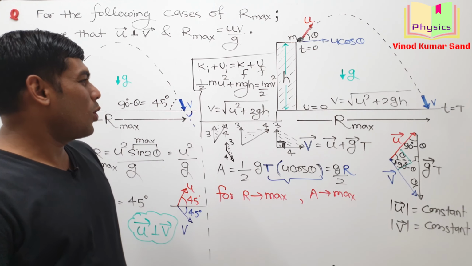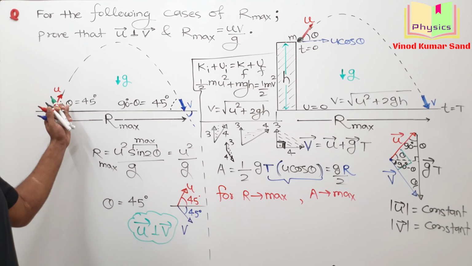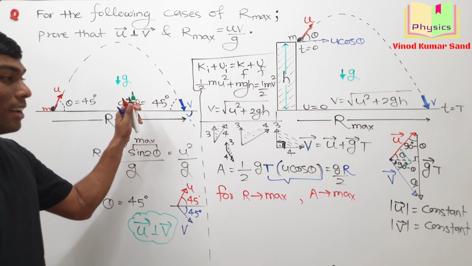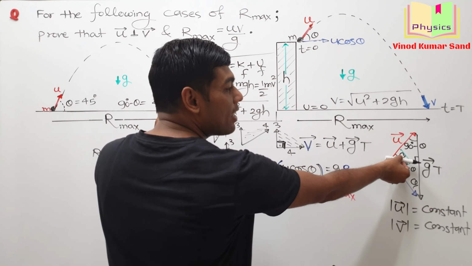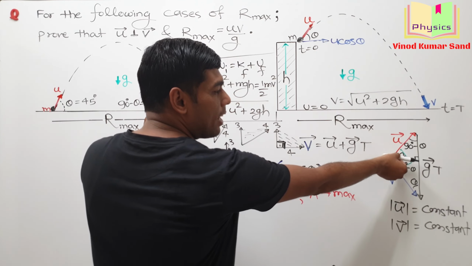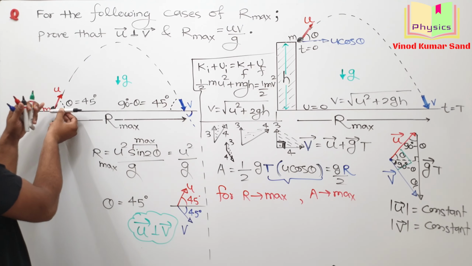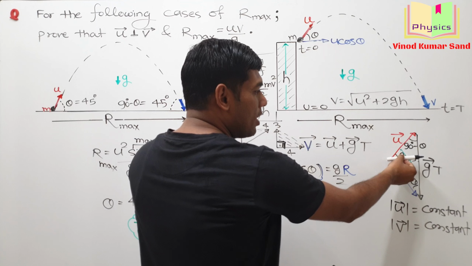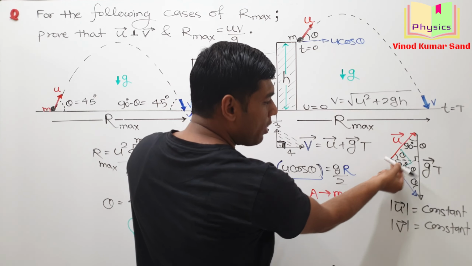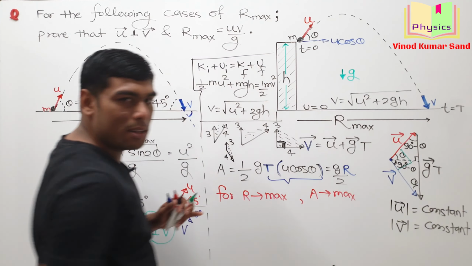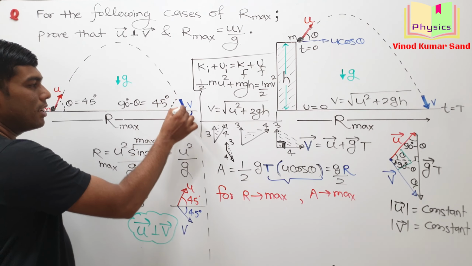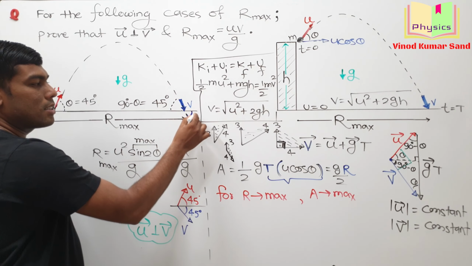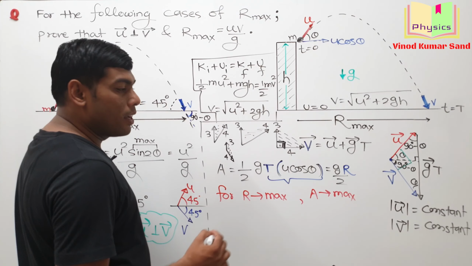Okay, that's what I have written here. If this angle is theta, then this angle is 90 minus theta. With the horizontal line, the red vector is making angle theta like this. With the horizontal line, the V vector is making angle 90 minus theta like this, which we can see.